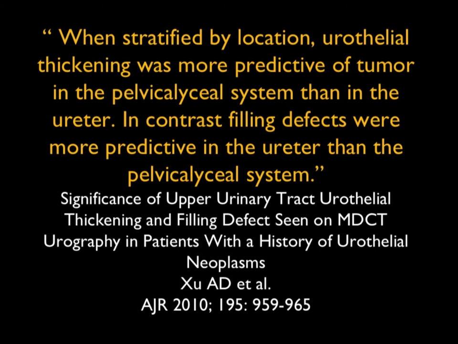When stratified by location, urothelial thickening was more predictive of tumor in the pelvic-calyceal region than in the ureter. In contrast, filling defects were more predictive in the ureter than the pelvic-calyceal system. So that can be helpful, but not as helpful as it sounds.